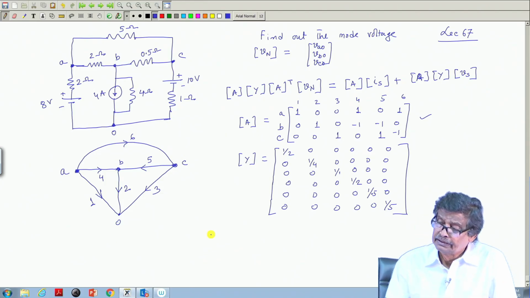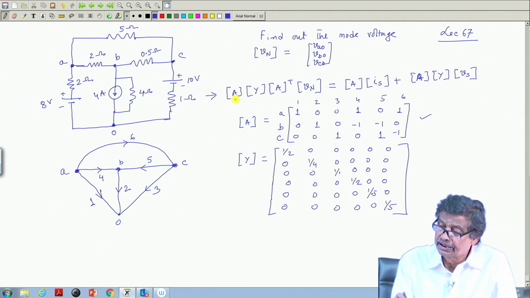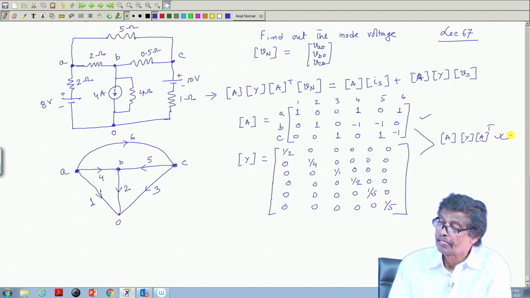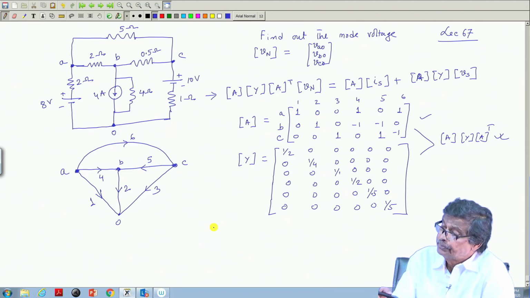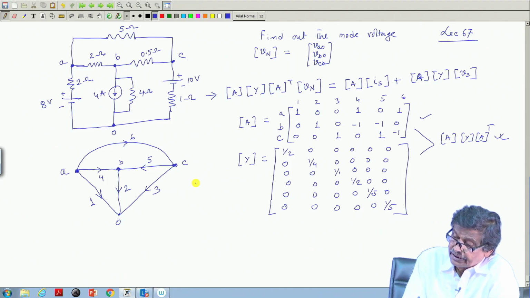So, it is there. Therefore, the left hand side, this equation, if you go, I am in a position to compute A, Y, A transpose. A is known, Y is known. So, using these two, you calculate A, Y into A transpose. That is all. Then I have to know. So, A, Y are known and I s and V s are to be known now. First, let me write this I s.